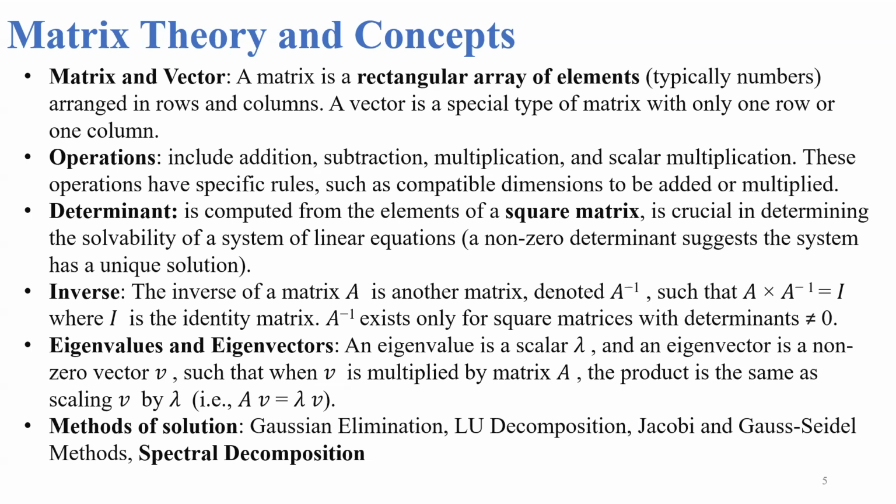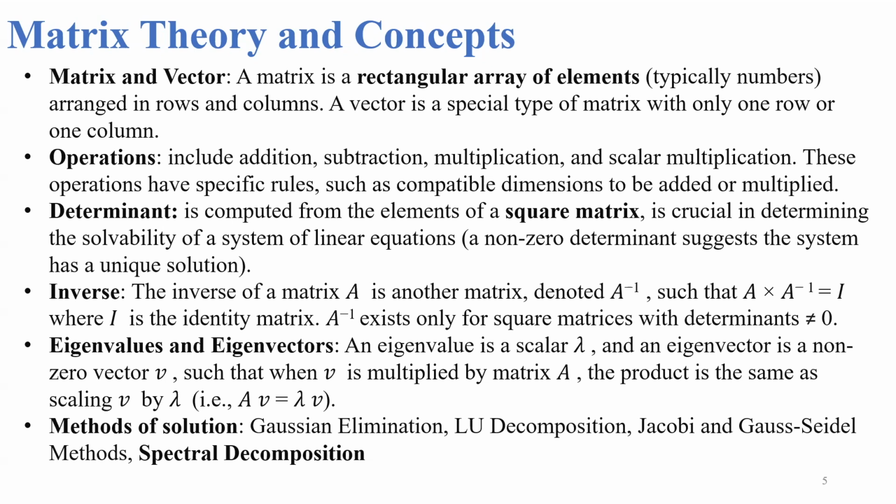So what I mean by that is the number of rows and the number of columns has to be the same, and it's crucial for determining the solvability of a system of linear equations. Another important concept is the inverse of a matrix A, which is another matrix of the same size denoted by A inverse, such that A multiplied by A inverse is the identity matrix.